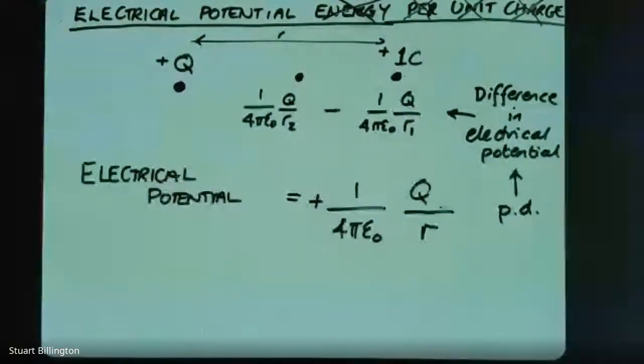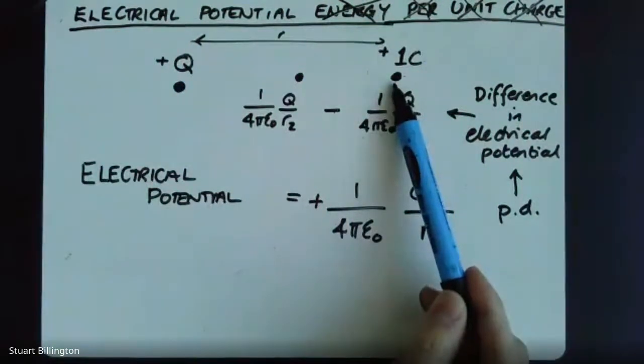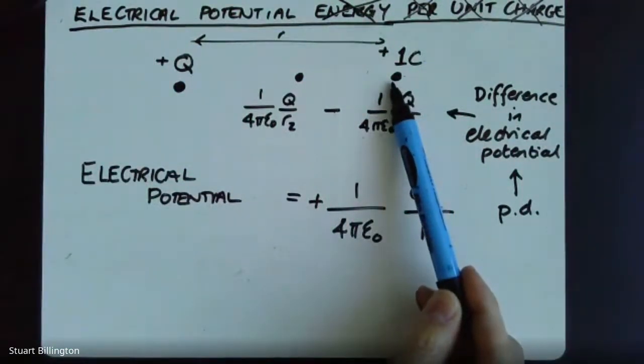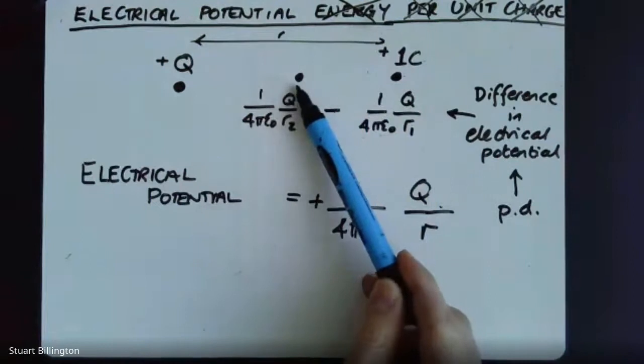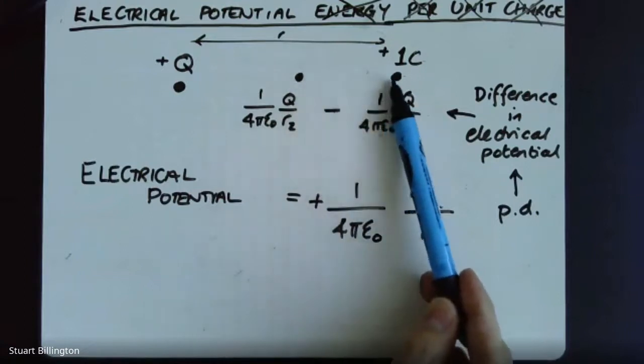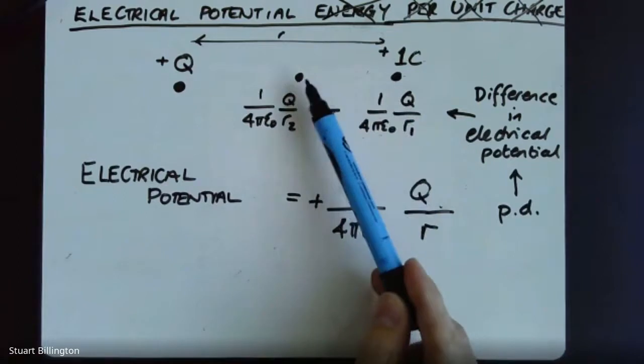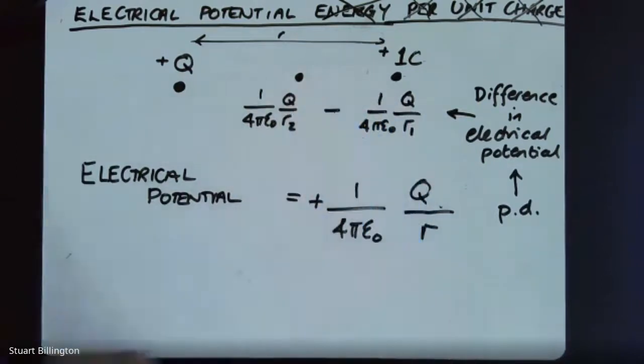There exist 2 places, and we have done a certain amount of work on the charges to get them to the entrance point to a bulb. And then when they come out of the other side of the bulb, they will have a different amount of electrical potential associated with them. And so we can talk about the electrical potential energy difference per unit charge either side of the bulb.